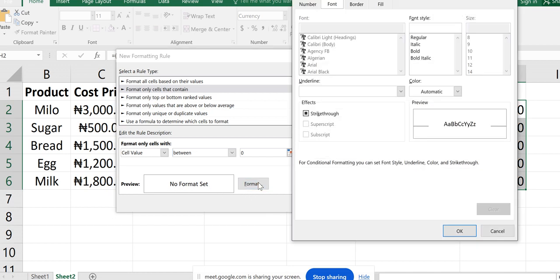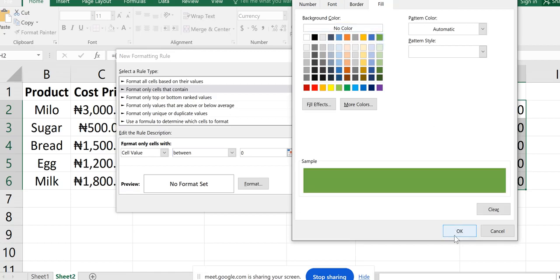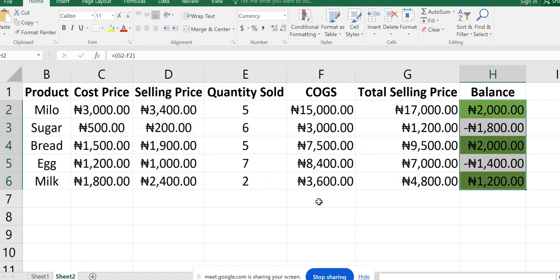In the preview, you come to formats. What do you want? I want the fill to be green. I'll click on green and press OK, and I press OK here.